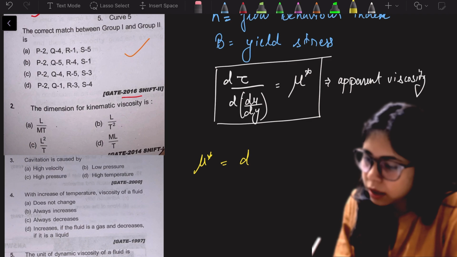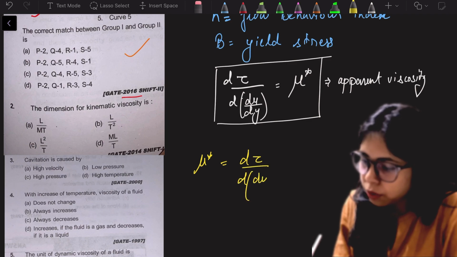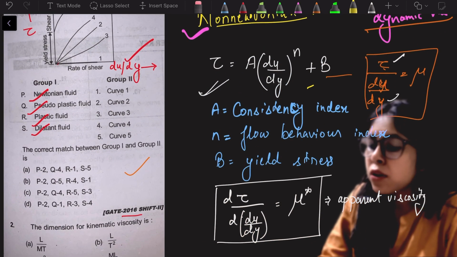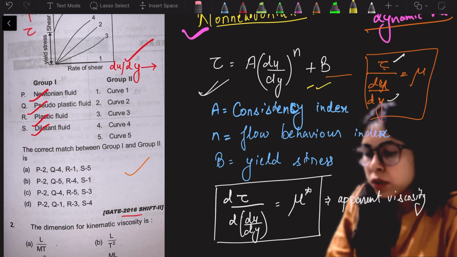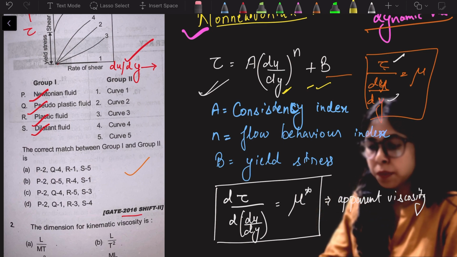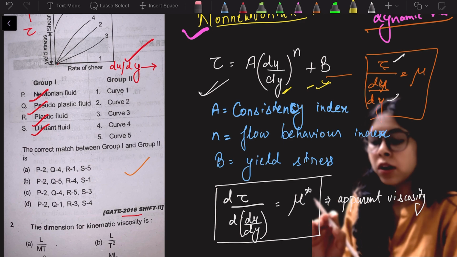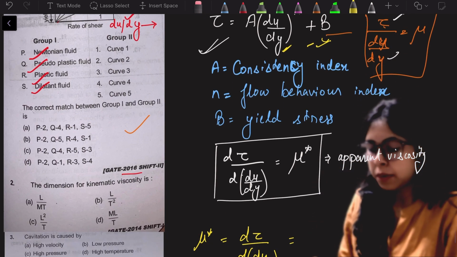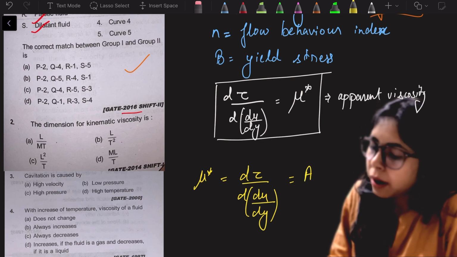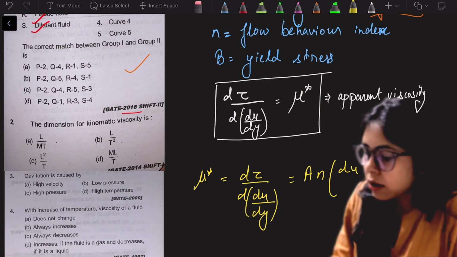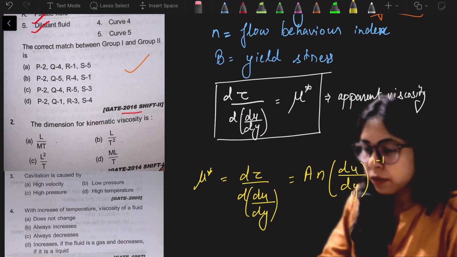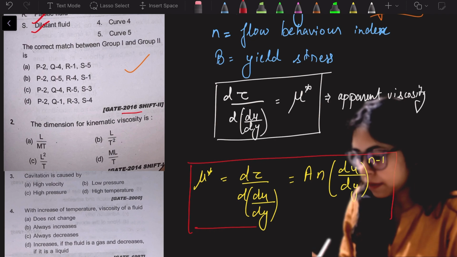So that is nothing but d tau over d(du/dy). We have the tau equation, that is a (du/dy) to the power n plus b. Where du over dy is there, that only will get differentiated. So b will be 0 in this case, because there is no du over dy in the second term. When we differentiate with respect to du over dy, that is having power n, so n comes out, and we get du over dy to the power n minus 1. This is nothing but the equation of your apparent viscosity.